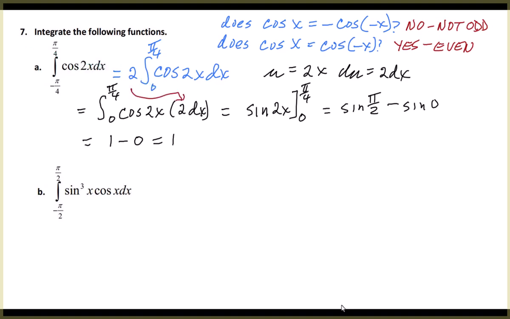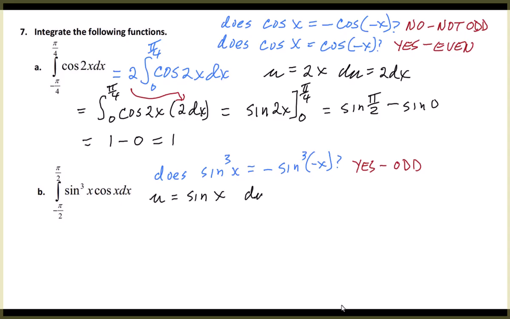Okay, let's try one more. This one's gonna end up being 0 because of the symmetry. Okay, we ask ourselves. Now we're cubing something. So yeah, that works out. So I'll say u is sine x, du is cosine x dx. Boom. Nothing to work out.